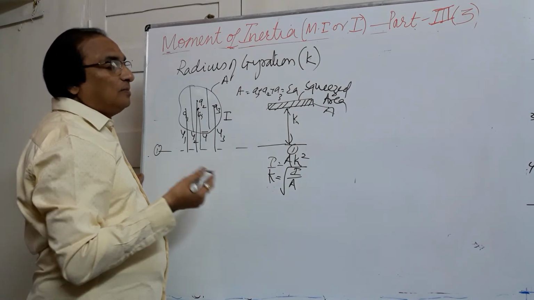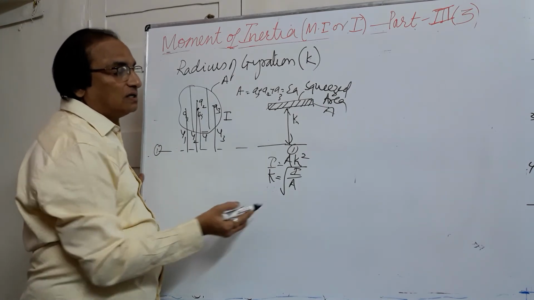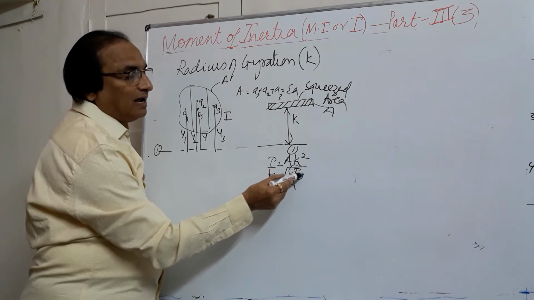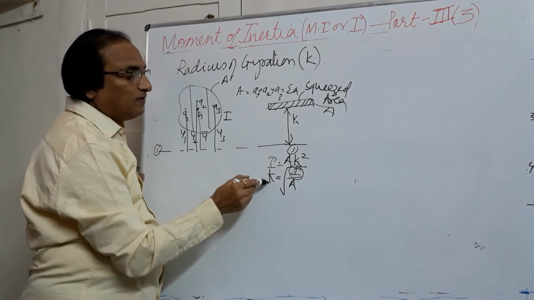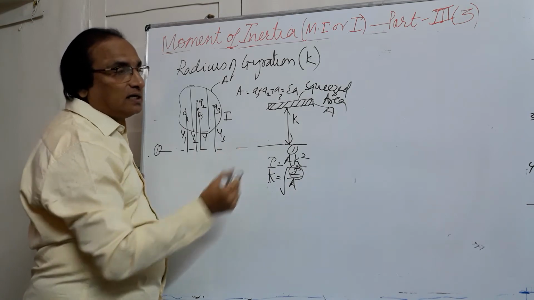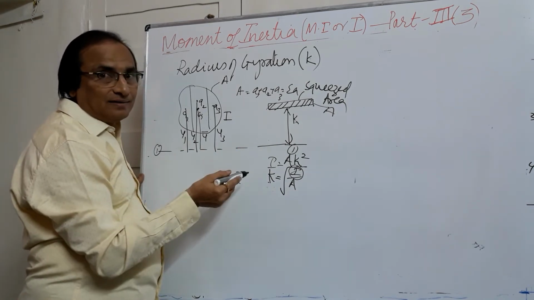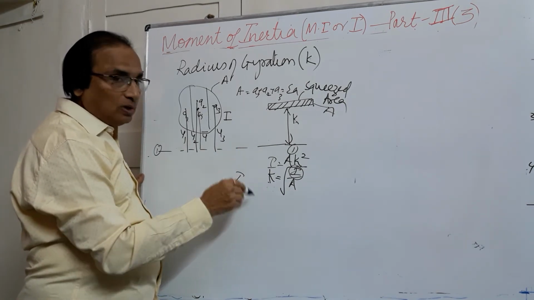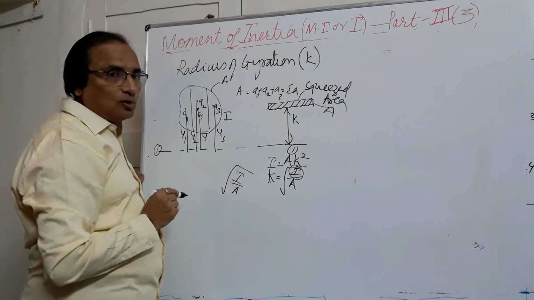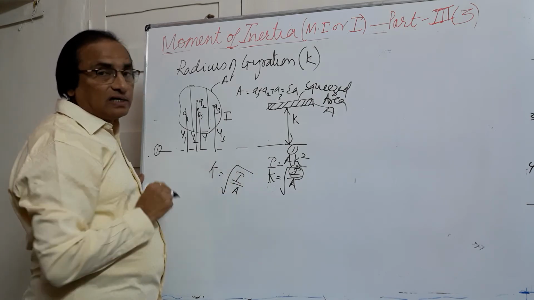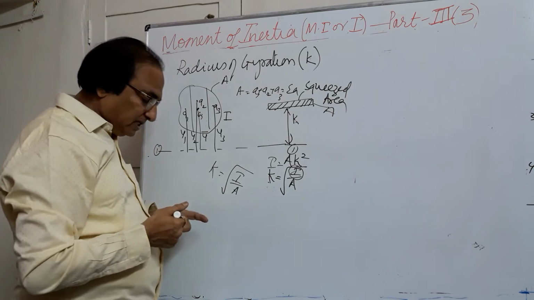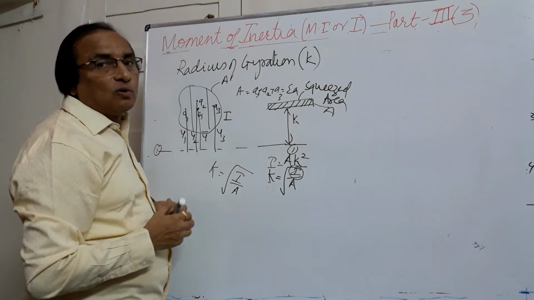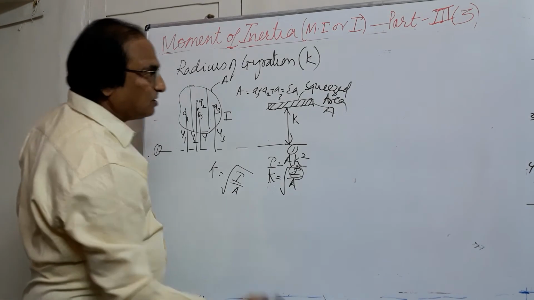Now in a problem, if I ask you to find out the radius of gyration, first thing is you have to find out I, then you can find out the radius of gyration. In the earlier problem we have got the value of I. So if I divide that I by the known area and take the under root, you get the radius of gyration of the given figure. So we will see another problem wherein we are going to find out the radius of gyration of the figure.